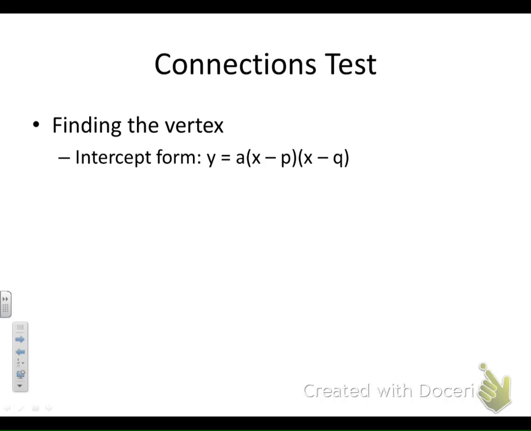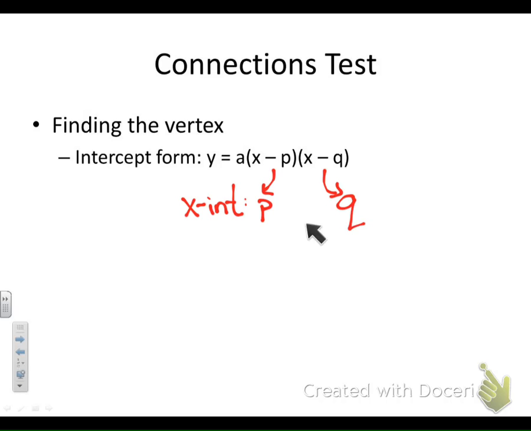Here's how we found the vertex. To find the vertex, we first have to identify where the x-intercepts are. One of the x-intercepts was P. The other one was Q. And we figured out the vertex is directly in between them.